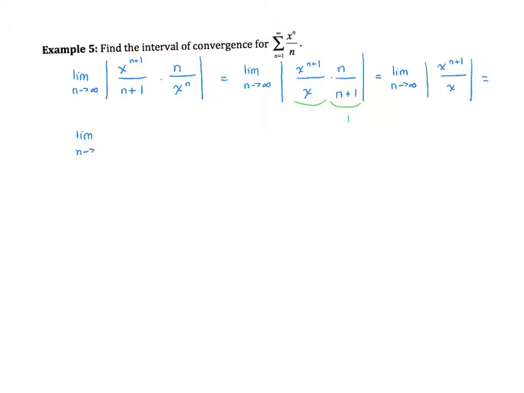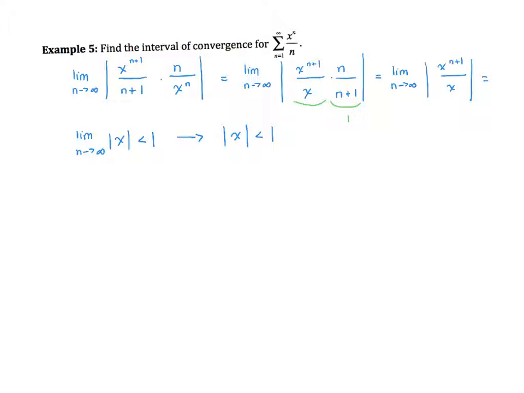So that's the limit as n goes to infinity of x. Sorry, I should put that back. That's our common ratio, x. In order for this to pass the ratio test, we need that common ratio to be less than 1. So we want the absolute value of x to be less than 1 to be guaranteed convergence.